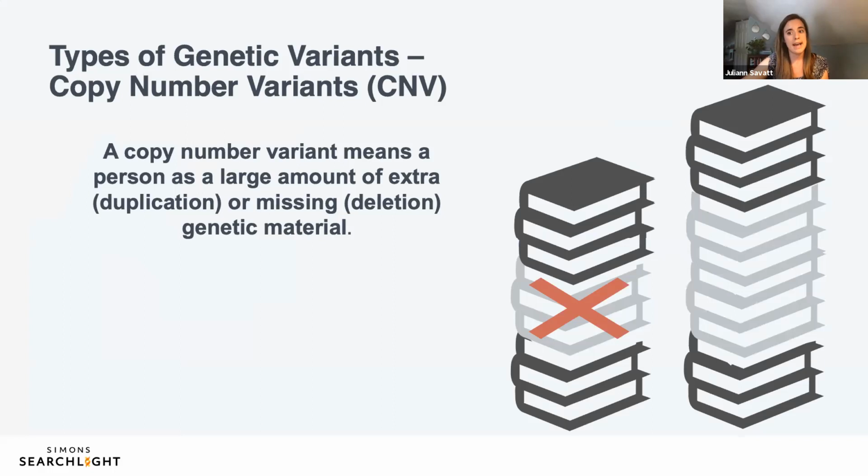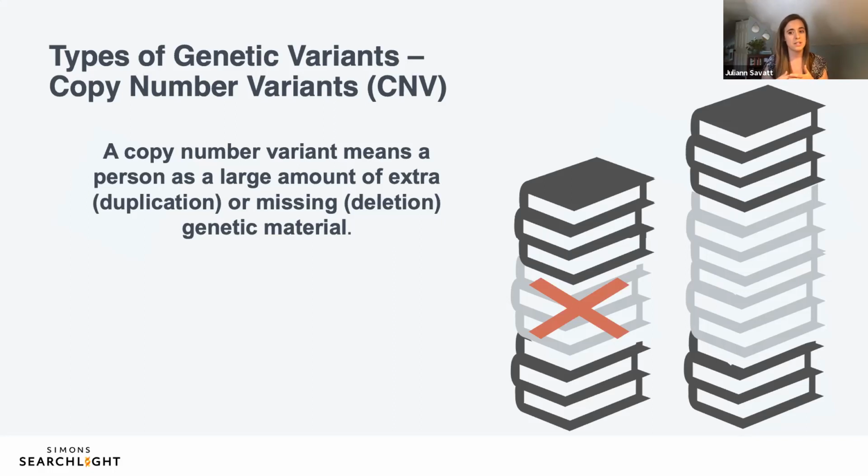There are 2 main categories of genetic variants that we want to focus in on and talk a little bit more about today: copy number variants and sequence variants. Starting with copy number variants, these are genetic changes where a person has a large piece of missing or extra DNA. It's often thousands of extra or missing letters within their DNA. If a person is missing genetic material, that's called a deletion. If they have an extra piece of genetic material, that's called a duplication.